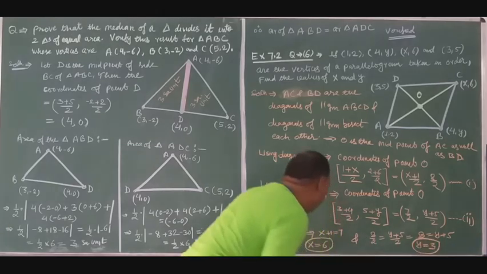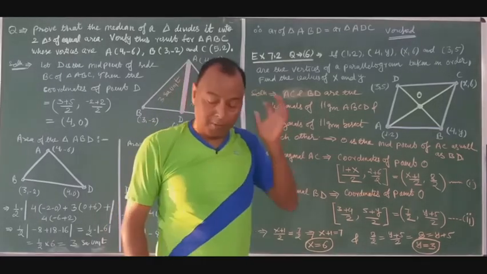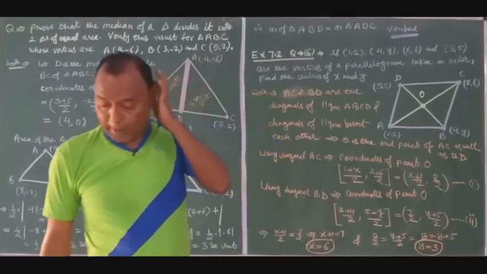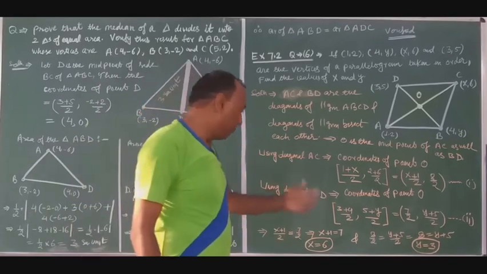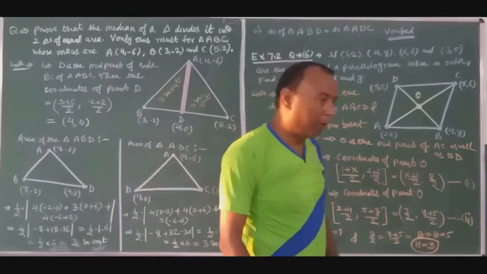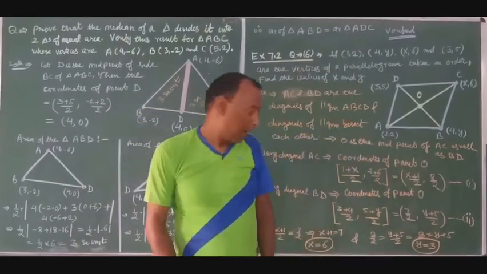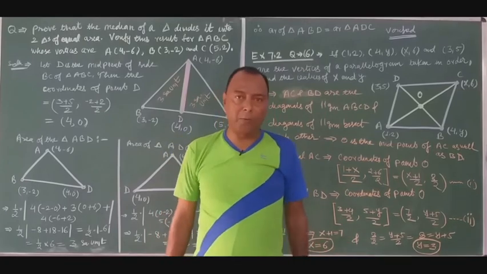So these are the values of x and y. The value of x is 6 and the value of y is 3. x is equal to 6 and y is equal to 3.